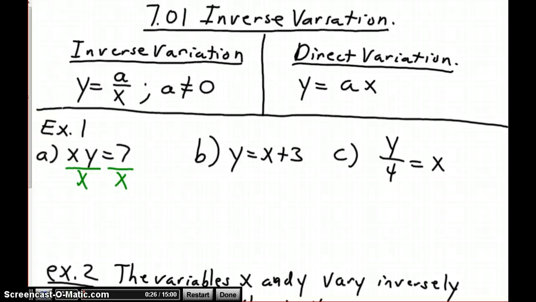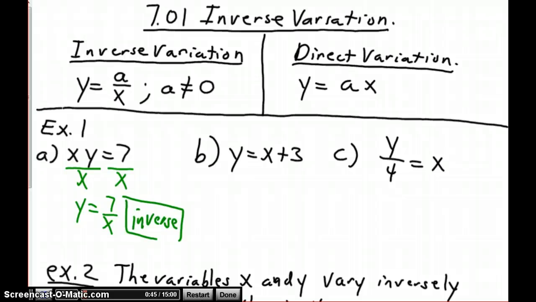Okay, so what do you get? You get y equals 7 over x, right? Now look at that and look at the forms up here at the top of the page. Which kind of variation is this? This is inverse, and you would write down the word inverse. This is inverse variation. Very good. That's how easy this is. So that's example number 1.